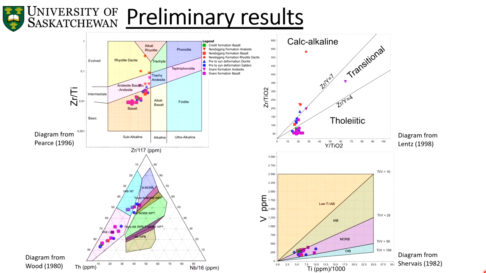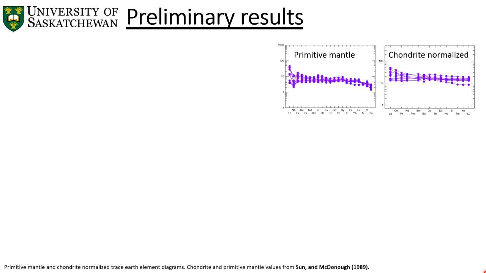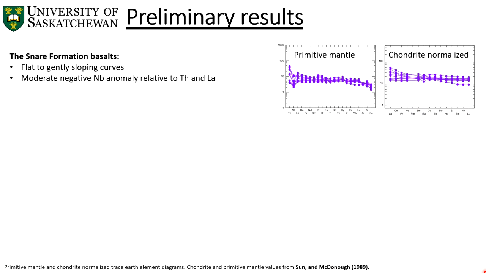It's also possible to see on the next diagram that there are three main affinities for mafic rocks in the belt: volcanic arc calc-alkaline basalts, volcanic island arc tholeiitic basalts, and normal mid-ocean ridge basalts. I also tested my trace element geochemistry results using primitive mantle and chondrite normalized trace element diagrams. The Snare and Credit Formation basalts are characterized by flat to gently sloping patterns on both diagrams. They have a weak negative niobium anomaly relative to thorium and lanthanum.